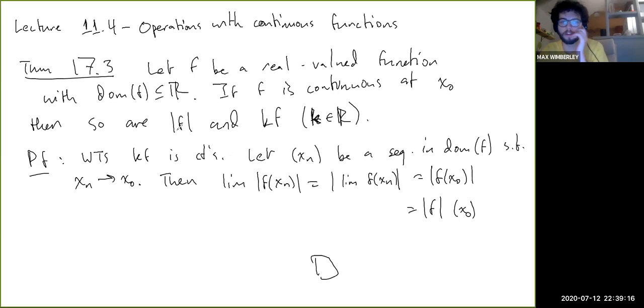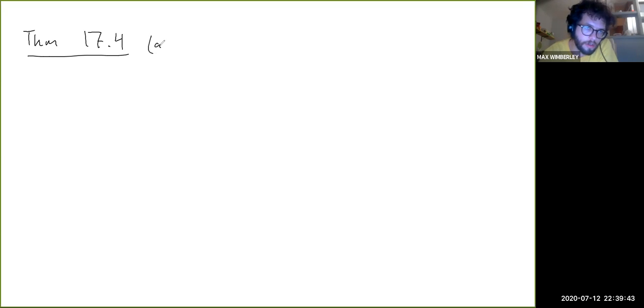So that's two very simple operations. You can take a function and scale it by a constant, or you can take the absolute value, and you'll still get a continuous function at the end. So that's two operations, and let's go straight into the next one. This is about addition and multiplication.